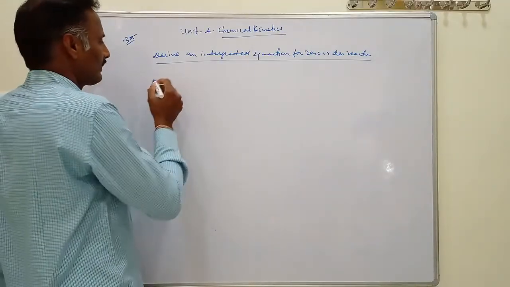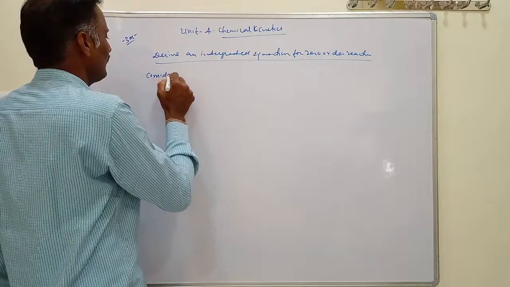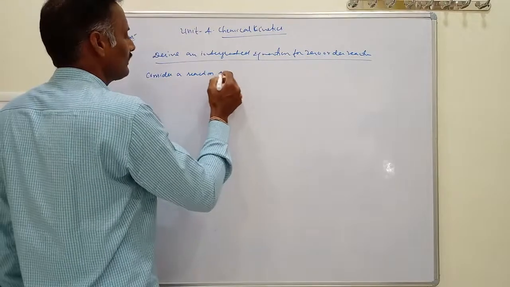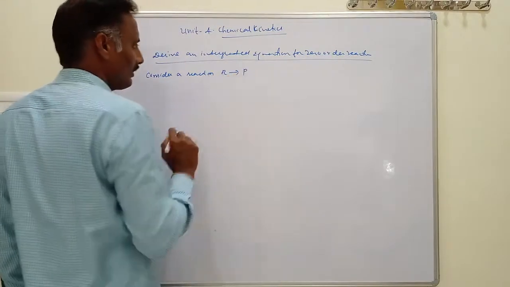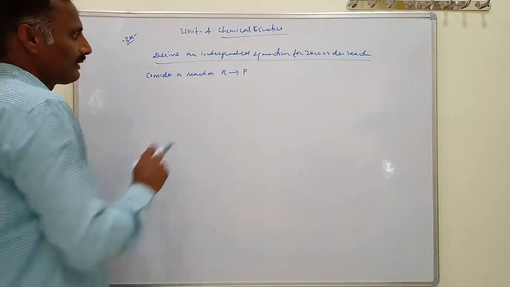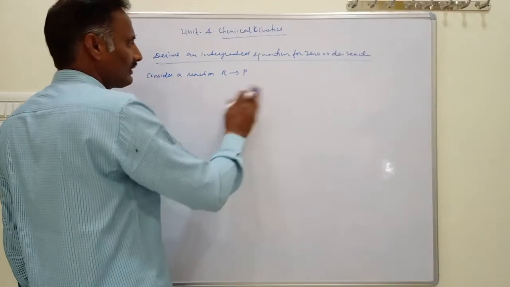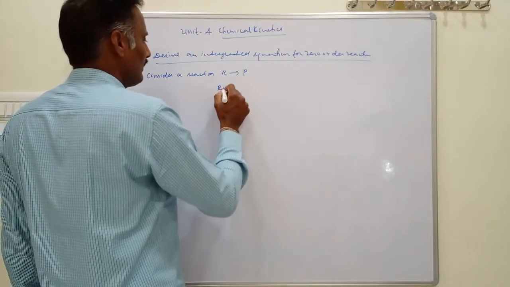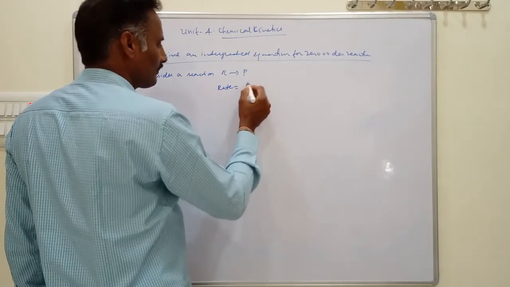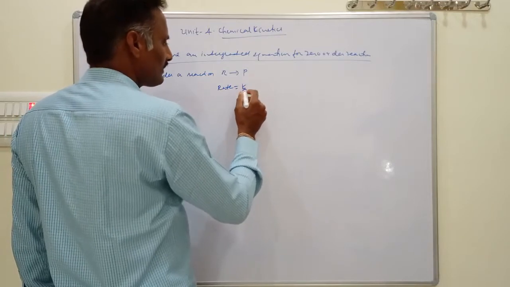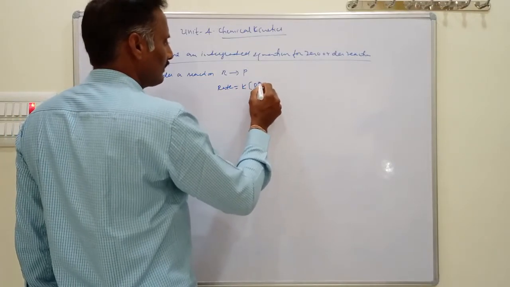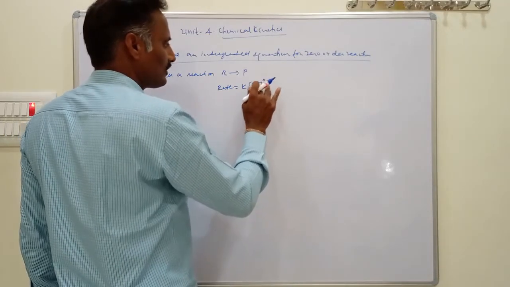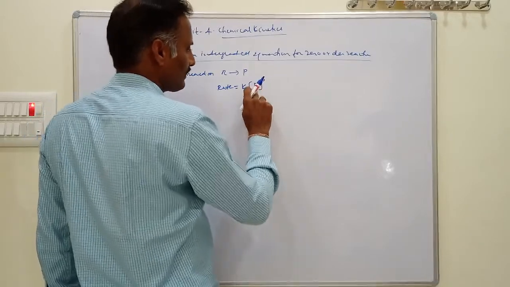First, consider a general reaction, R gives P, where R is the reactant going to a product. For a zero order reaction, the rate expression can be written as rate equal to the rate constant K into the concentration of R. If it is zero order, the power of the reactant is 0. This is called a zero order reaction, where the power is 0.